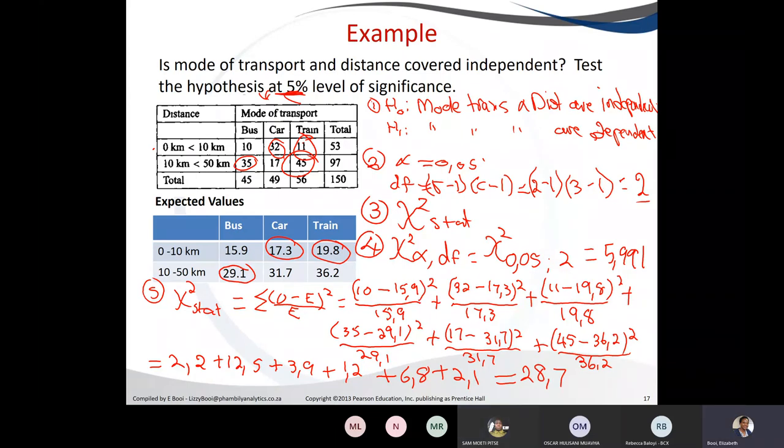You get 28.7. So number six is to make a decision and conclude. If you draw the critical value of 5.991 will be there, and this side will be the rejection area. So our 28.7 falls in the rejection area. We reject the null hypothesis and conclude that there is no sufficient evidence that the mode of transport are independent. Or, sorry, they are dependent. And that's how you do the chi-squared test.